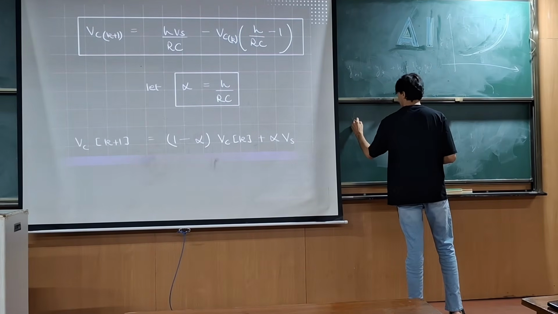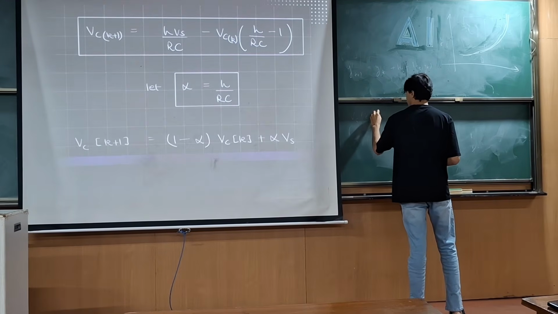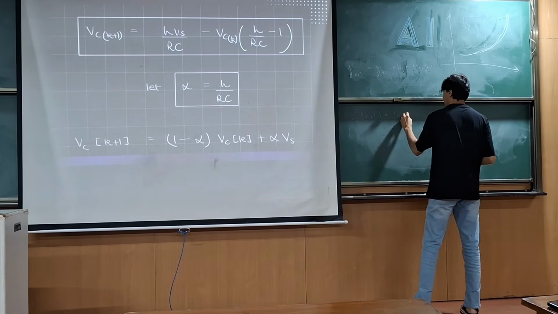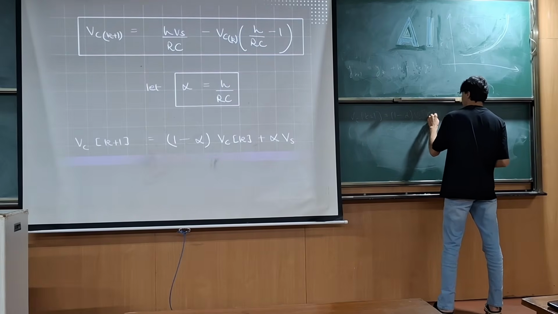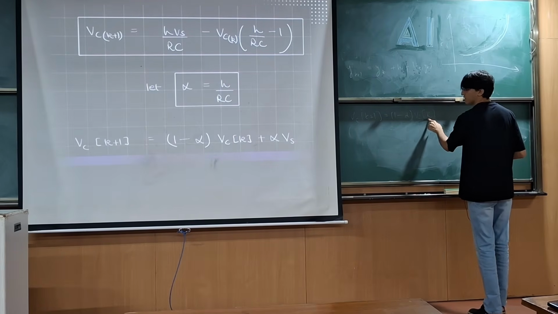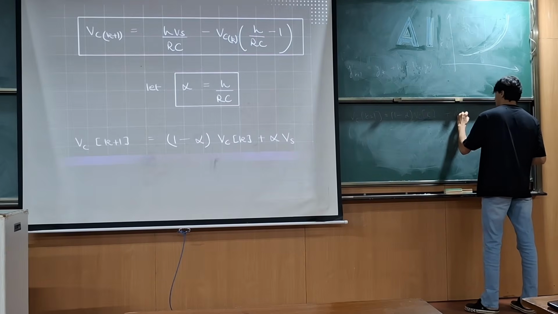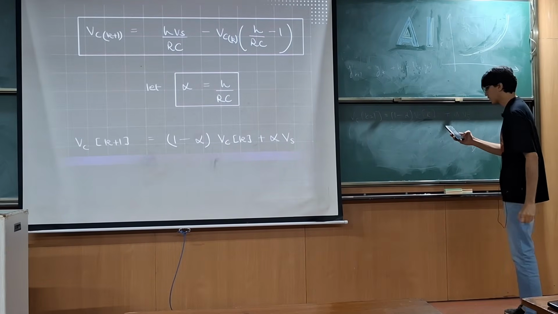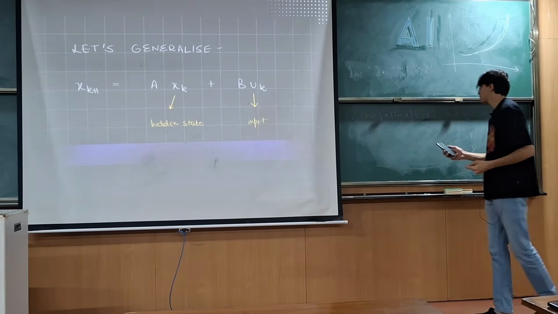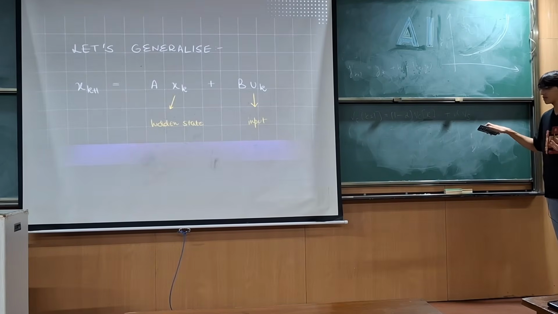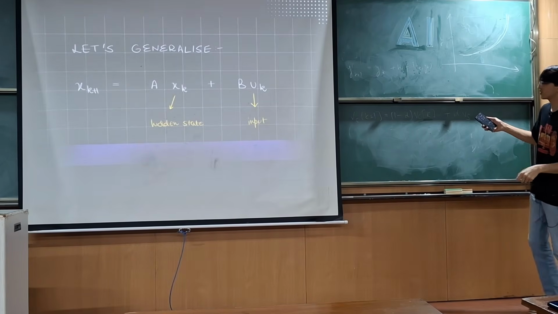So Vc of k plus 1 is 1 minus alpha, Vc of k. So this depends on the previous value of the voltage across the capacitor, plus alpha, which is the input voltage. Now we can generalize this. So this is like in an electrical sense. You can do a very general version of this.